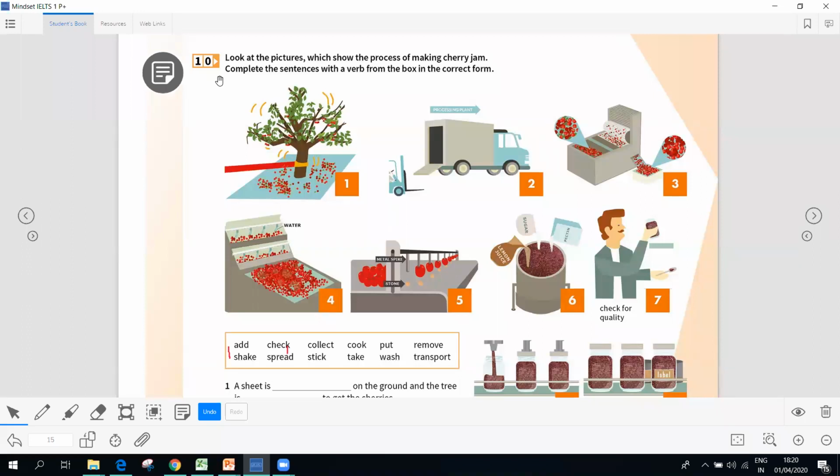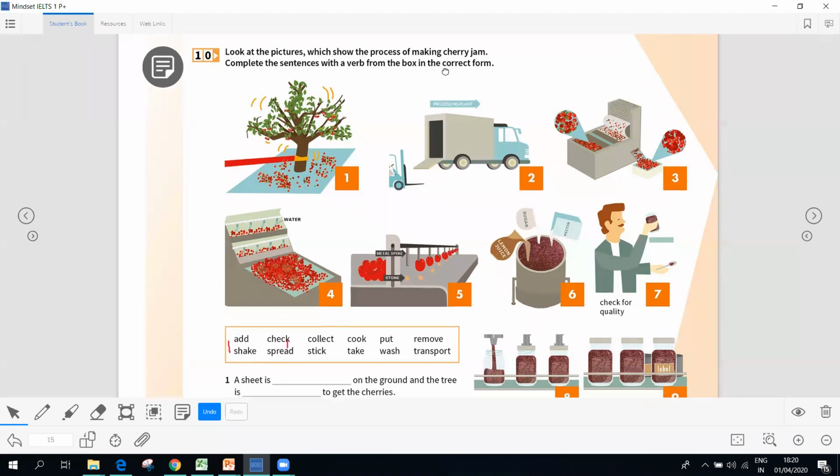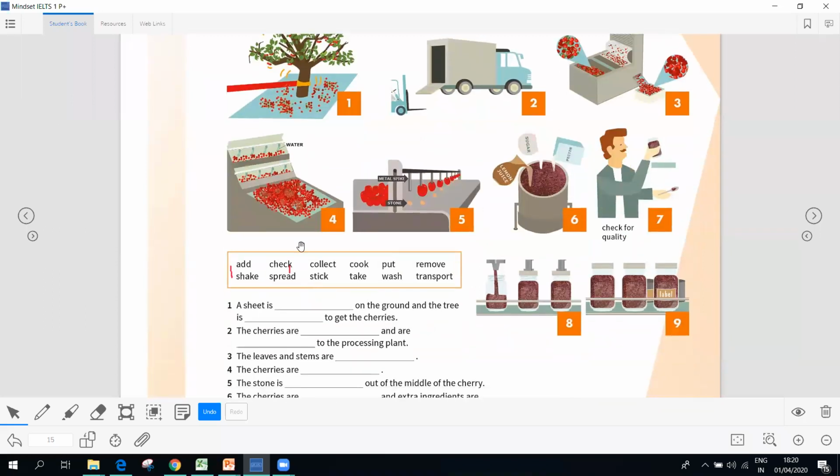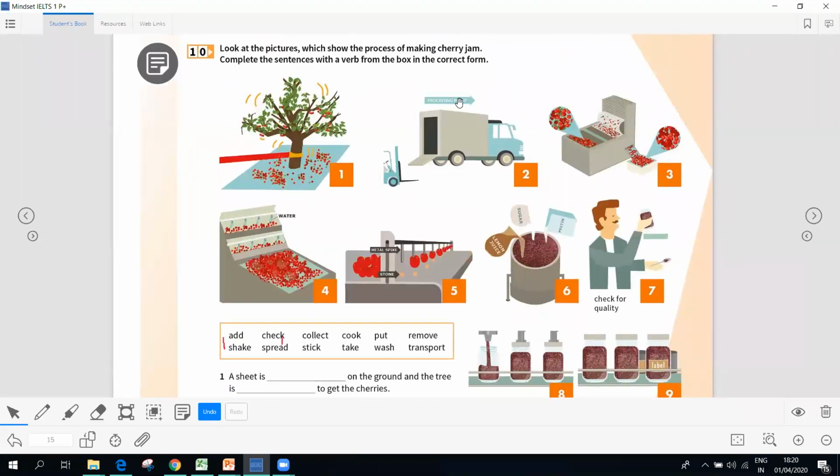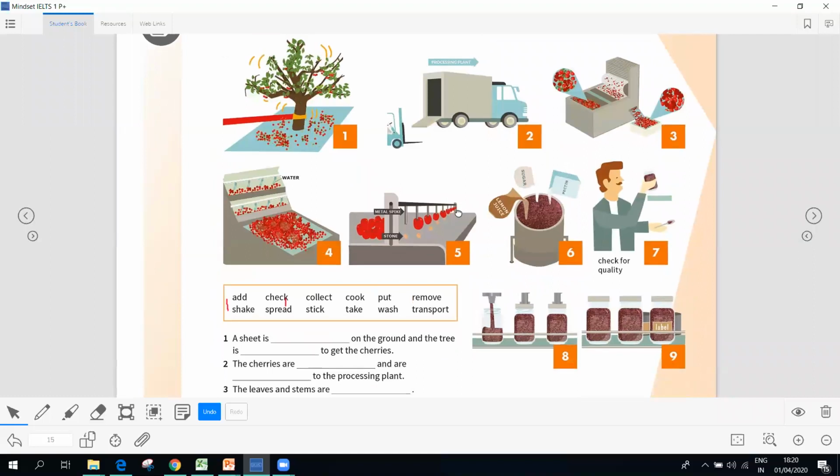Read the instruction carefully. Once again, look at the pictures which show the process of making cherry jam. Complete the sentences with the verb from the box in the correct form. So you need to complete the sentences with these words in the correct form. It's just a gap fill task where you pick the word and then fill in the gap with the correct form. So let's look at the sentences.